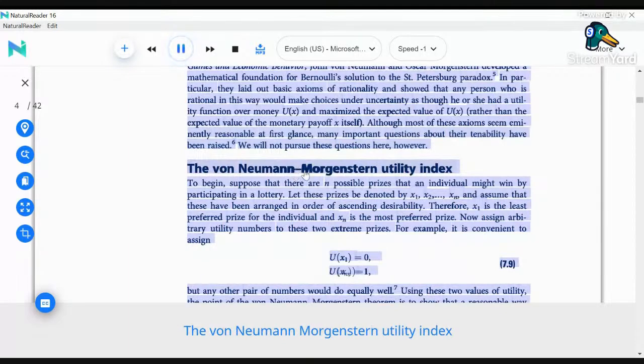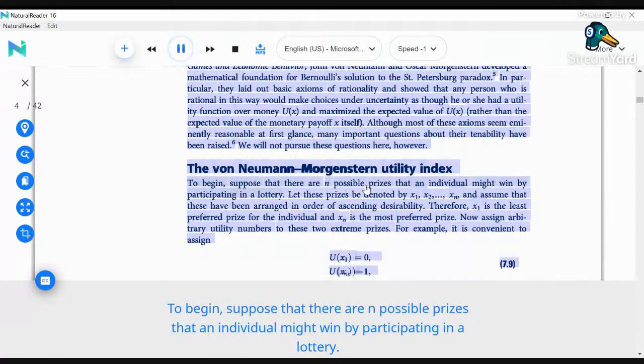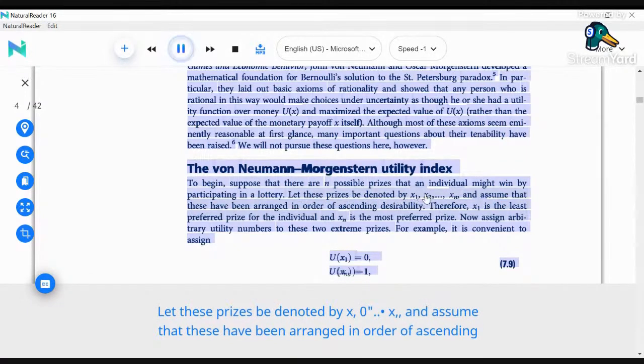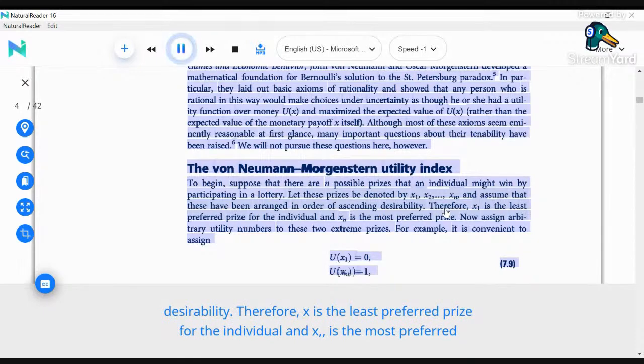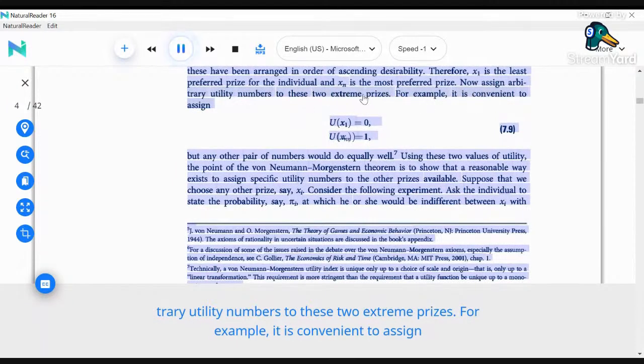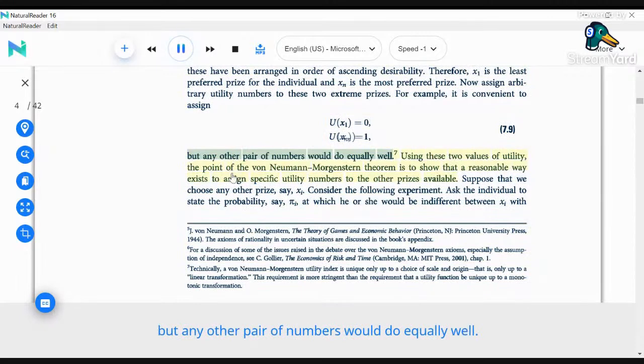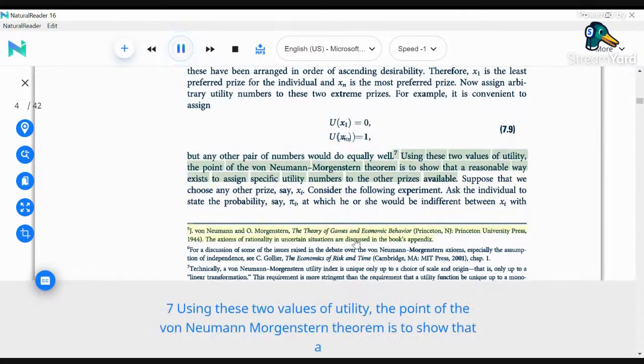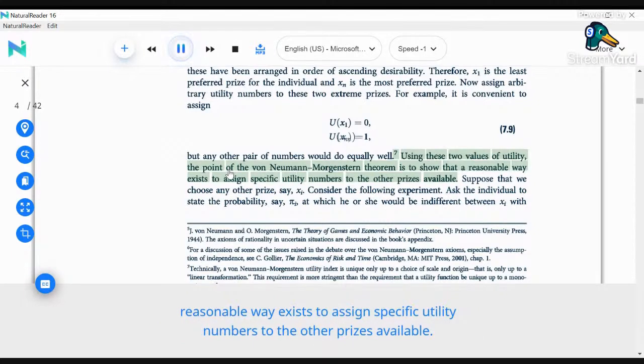The von Neumann-Morgenstern Utility Index. To begin, suppose that there are n possible prizes that an individual might win by participating in a lottery. Let these prizes be denoted by x1, x2, ..., xn, and assume that these have been arranged in order of ascending desirability. Therefore, x1 is the least preferred prize for the individual and xn is the most preferred prize. Now assign arbitrary utility numbers to these two extreme prizes. For example, it is convenient to assign U(x1) = 0 and U(xn) = 1, but any other pair of numbers would do equally well. Using these two values of utility, the point of the von Neumann-Morgenstern theorem is to show that a reasonable way exists to assign specific utility numbers to the other prizes available.